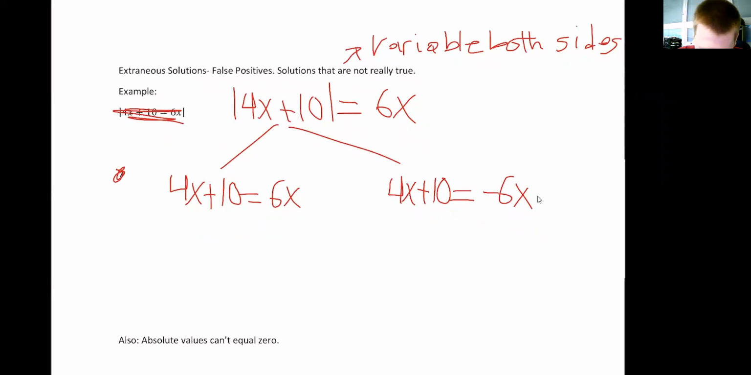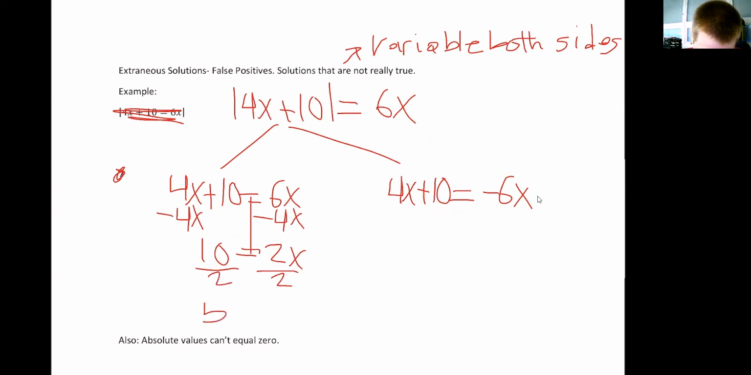So there's different ways you could do this. I like to get the x's to the same side. So I would personally just subtract the 4x over. So that would give me 10 equals 2x. And then I would just divide by 2. So if I do that, I'll get 5 equals x. That's one of my potential answers.